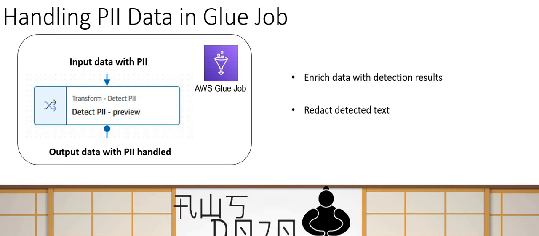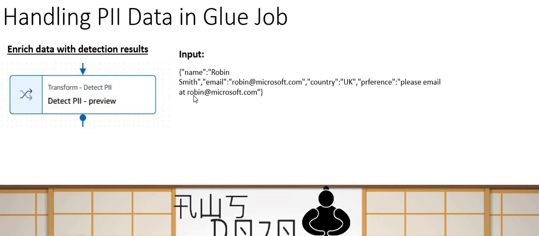Okay, so let's try to understand these two ways of handling through an example. Then it will become very clear to you. Let's take the first one: how do I enrich data with detected results? Suppose this is your input data. My input data is like: my name is Robin Smith, this is my email address, this is my country, and this is my preference. Here the email ID is the PII information, and I put the preference as a text with PII data to see if it can detect PII data within a text or not. Just to test that part, I added the last field like that.